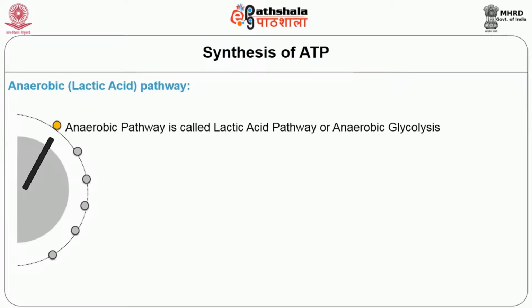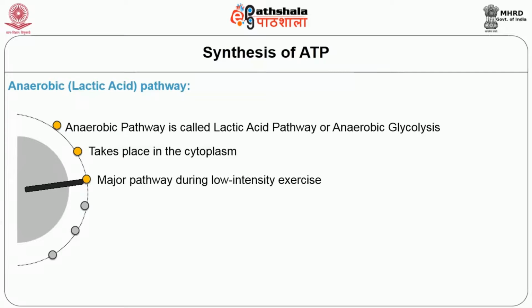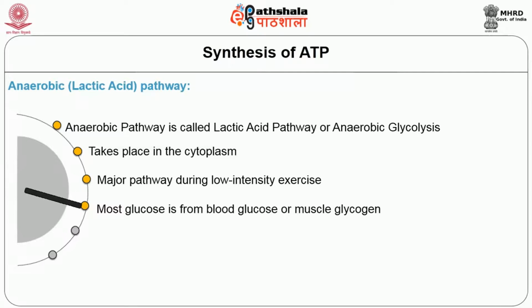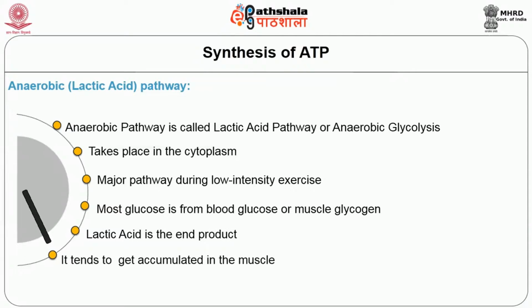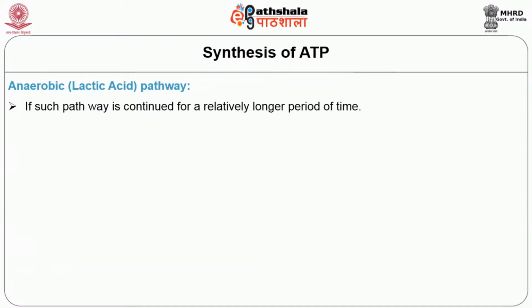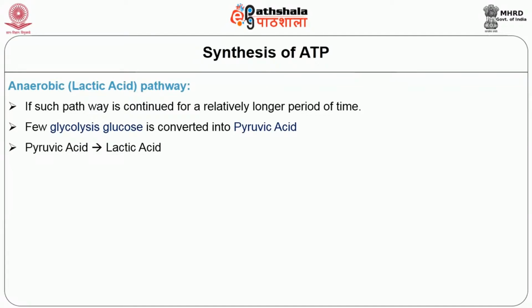The anaerobic pathway is also called the lactic acid pathway or anaerobic glycolysis. It takes place in the cytoplasm. It is a major pathway during low intensity exercise when the availability of oxygen is very limited. Most glucose is used from the muscle glycogen, and the end product of this pathway, which is lactic acid, tends to get accumulated in the muscle if such a pathway is continued for a relatively longer period of time. So, through glycolysis, glucose is converted to pyruvic acid and pyruvic acid is converted to lactic acid, and during this process ATP is produced.